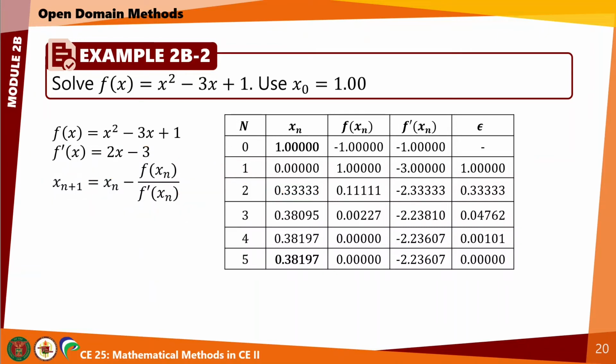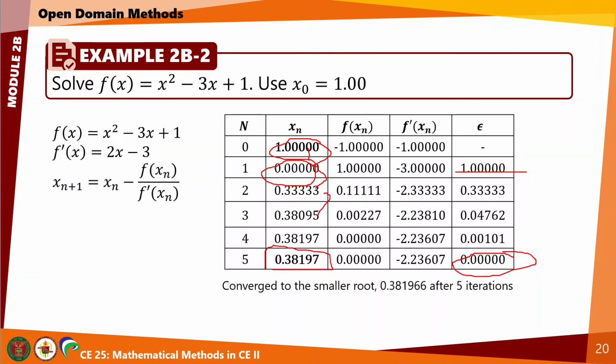Yung absolute error dito is yung absolute difference ng previous at current guess. Sa case na to 1, sa case na to 0.333, and then ito 0.04762, and so on and so forth. As you can see, pang limang iteration pa lang, halos 0 na. Kung ang tolerance mo is 0.000001, okay na ito. Hinto ka na sa 5th iteration, and you arrive at this approximation which is very close to the real root na smaller, yung 0.381966. So that's the Newton-Raphson method.